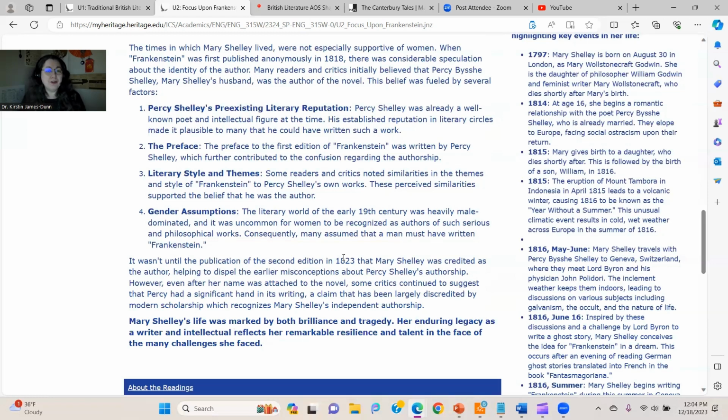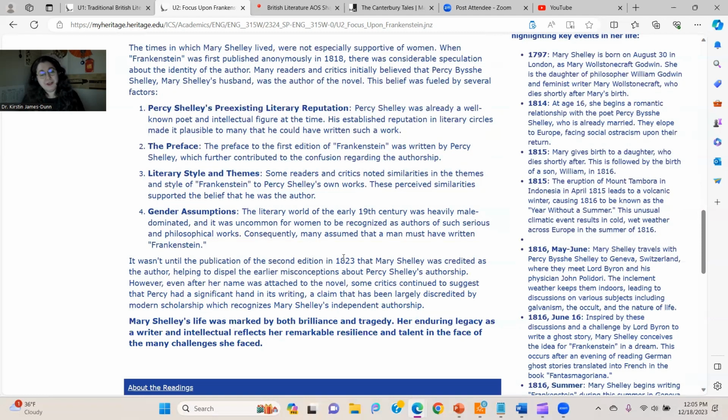Gender assumptions in the literary world of the 19th century: it was heavily male dominated. And it was uncommon for women to be recognized as authors, particularly of serious philosophic works, which this did actually address serious philosophic issues. Consequently, it was assumed that a man must have written this. Again, women were limited in their opportunities and education, severely curtailed in educational opportunities. So she was unusual for her gender in her opportunities and her ability to be somewhat outspoken at the time.